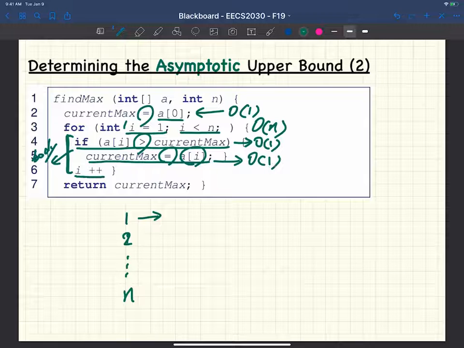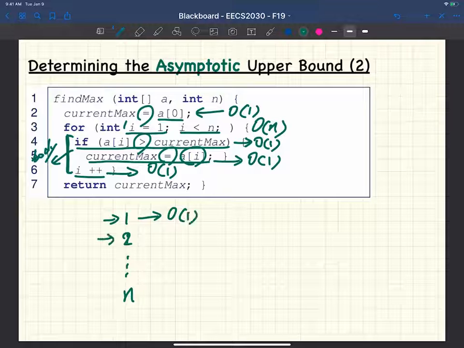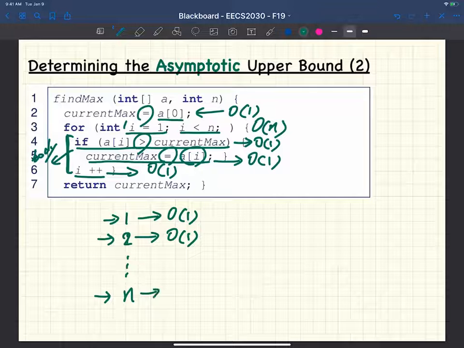And I++ is I plus 1 and then assign. That's also big O of 1. It seems like the body of the loop for each iteration is going to be constant time. So when I is equal to 1, it takes constant time. When I is equal to 2, it's also constant time. Similar until I is equal to n minus 1, the last iteration. It's also going to be big O of 1.